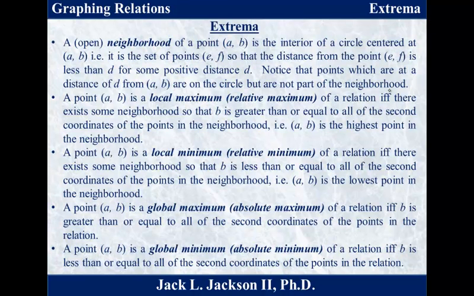Same idea for a local minimum. A point's a local minimum if you can draw this little neighborhood, and in the neighborhood it's the lowest point. So b is less than or equal to all the second coordinates in there. We call it a global maximum, or if you use the word relative maximum, you'd use the word absolute maximum here. So global or absolute maximum, if the y value of this point is the biggest y value for the whole thing, no matter what point you are in the domain. And similarly, a global minimum, or absolute minimum, is the lowest point in the whole graph.